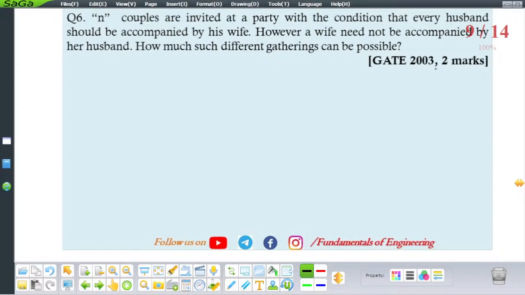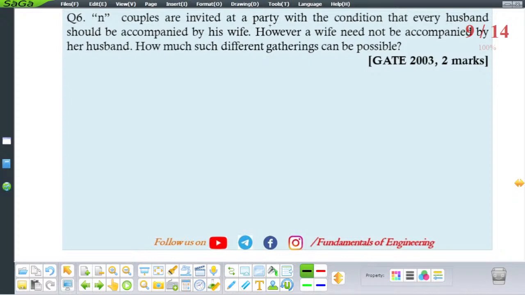Yes, Pratik, correct answer. Thank you. Option C. Second condition: a wife need not be accompanied by her husband. So a wife can go with someone else. That is the condition given by the question itself, not by me. So how many different gatherings are possible?